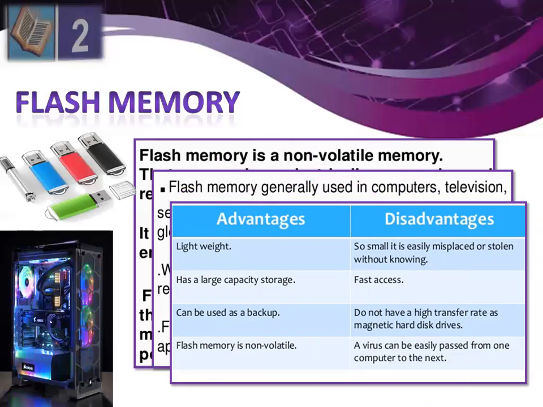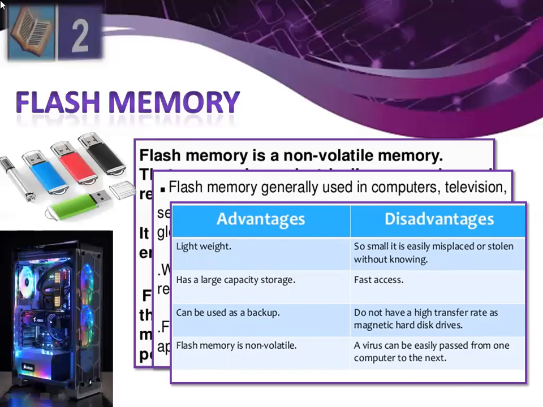The advantages and disadvantages are as follows. Advantages: it is lightweight, has a large storage capacity, and can be used as a backup. Flash memory is non-volatile. Disadvantages: it is so small that it is easily misplaced or stolen without knowing. It has fast access, but does not have as high a transfer rate as a magnetic hard disk drive. A virus can easily pass from one computer to the next.